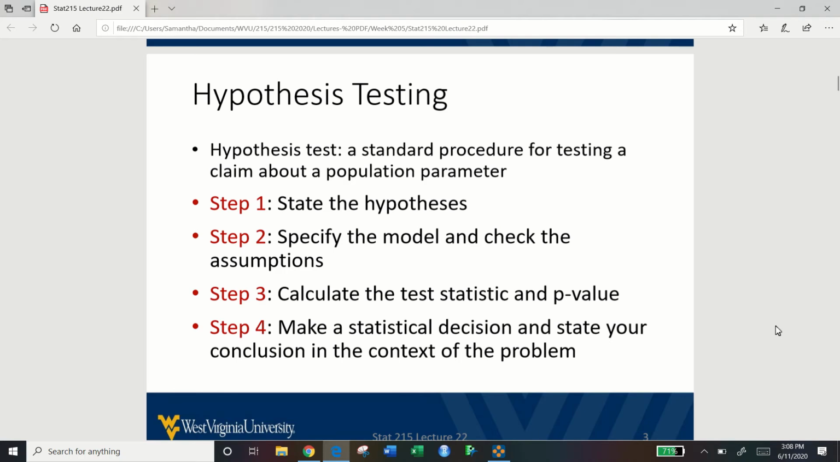Step 4 is extremely important, and you've already had some experience with it. When it says make a statistical decision, that means we are going to reject or fail to reject our null hypothesis. And when we state our conclusion in the context of the problem, we're just giving an interpretation.